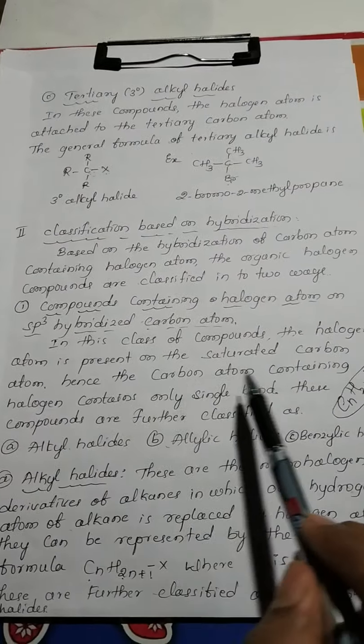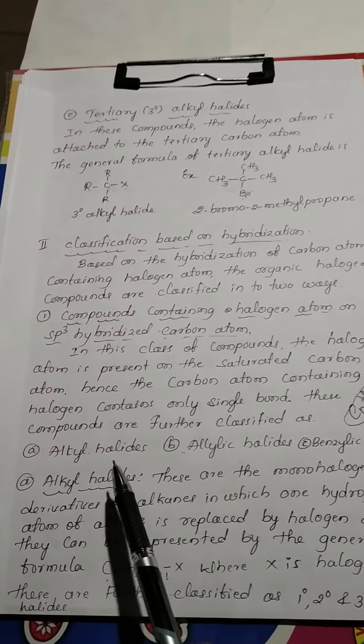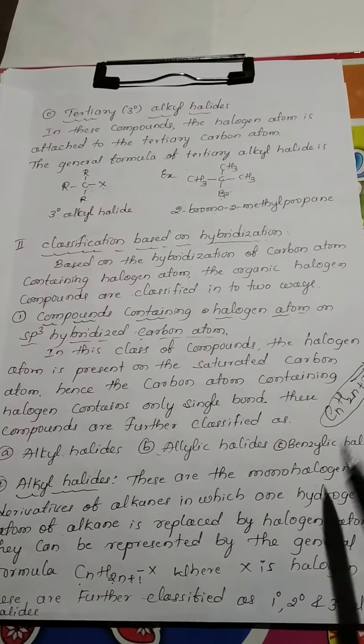These compounds are further classified again into alkyl halides, allylic halides and benzylic halides. Compounds containing halogen atom on sp3 hybridized carbon atom, based on this, again we have classified into 3 types: alkyl halides, allylic halides and benzylic halides. Alkyl halide means, as you know already, these are the monohalogen derivatives of alkanes, in which one hydrogen atom of the alkane is replaced by a halogen atom.